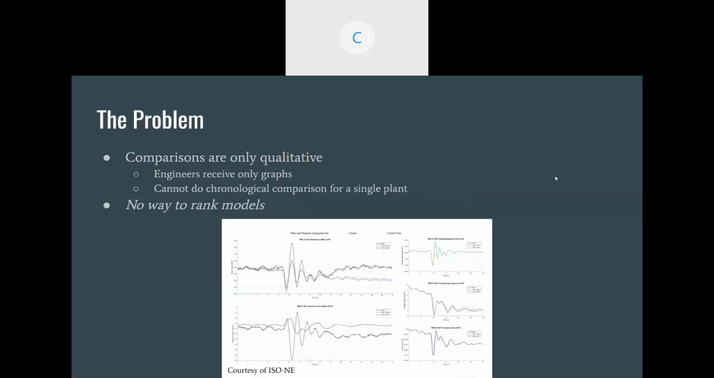Next slide. The problem at hand is that the data isn't easily read, and also the comparisons between the power system dynamic models and the bulk power systems are only qualitative, and we need them to be quantitative. The engineers receive only graphs, cannot do chronological comparisons for a single plant, and the data is not well organized. And also, there is no way to rank the models.